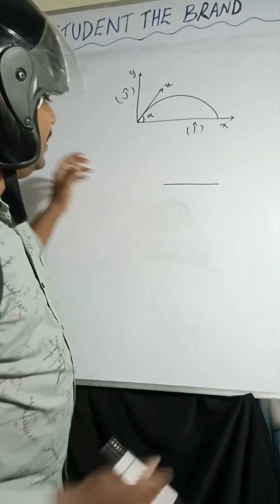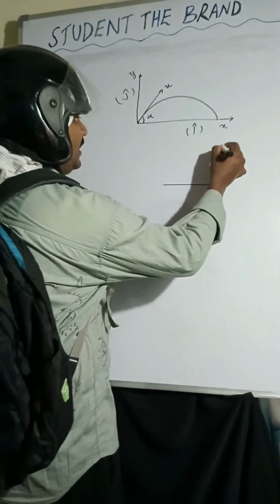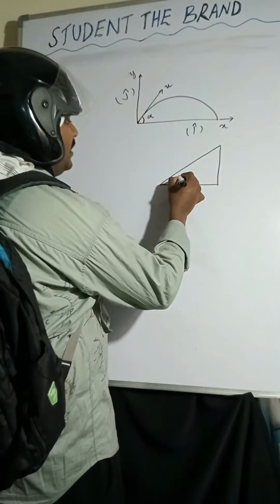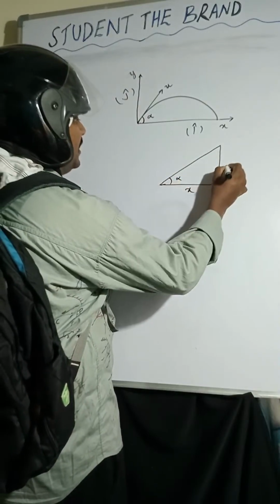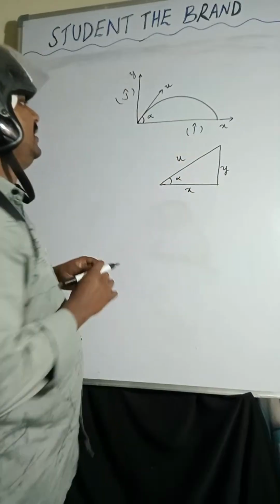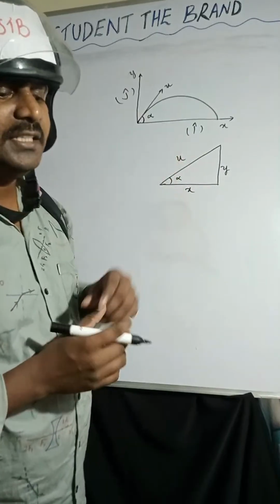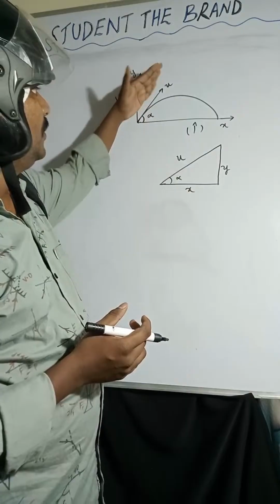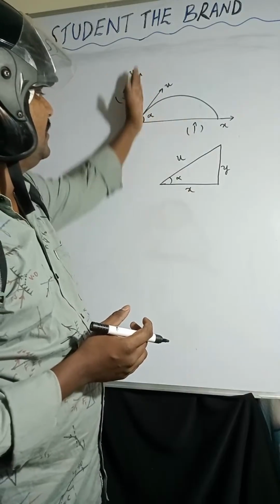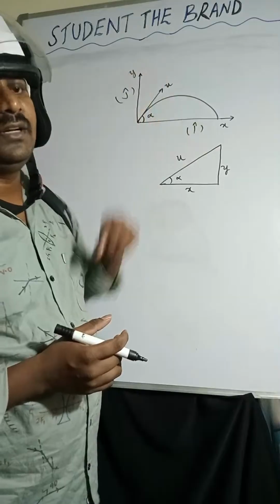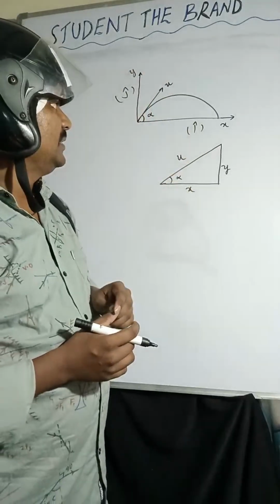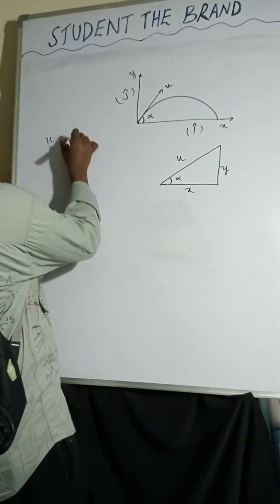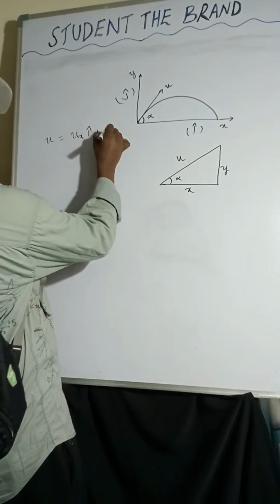If you are taking this x-axis with angle alpha, and the y-axis, u is the initial velocity of the particle. If you resolve u into two components along the x-axis and y-axis, now you can see, I am writing u bar in the format of ux i cap plus uy j cap.